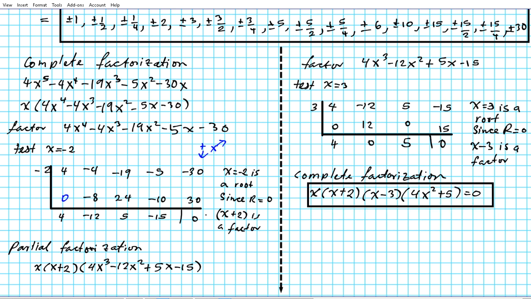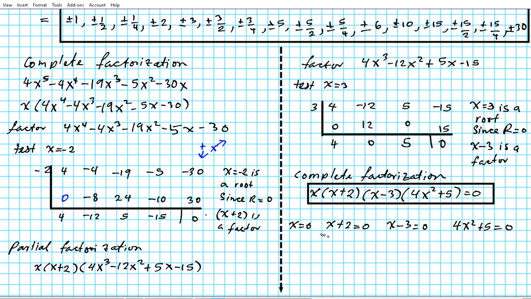polynomial equation are. So to achieve that, we're going to use the zero product property to set every factor to 0. So x equals 0, x plus 2 equals 0, x minus 3 equals 0, and then we solve for 4x squared plus 5 equals 0. This is already solved. This one can be solved by subtracting 2 from both sides. x equals negative 2. Add 3 to both sides here. x equals 3.